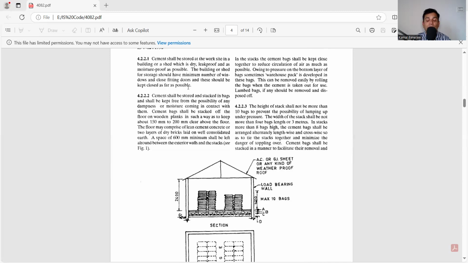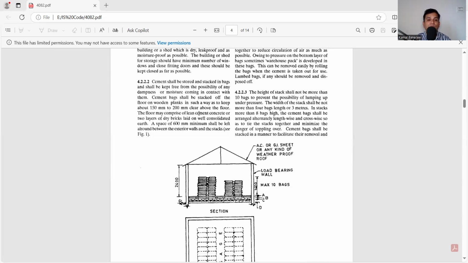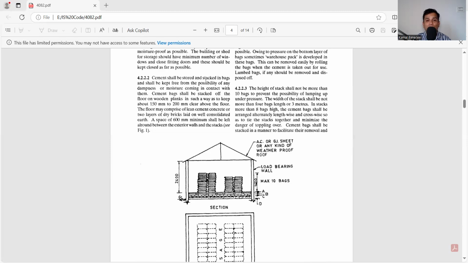So what is it saying or suggesting? That there should be windows and doors, and they should be closed as far as possible. Only when required, they should be opened. Then what is the guideline? Cement shall be stored and stacked in bags and shall be kept free from the possibility of any dampness or moisture coming in contact with them. That means what is my primary objective? My primary objective is that the cement should not take moisture from the environment.